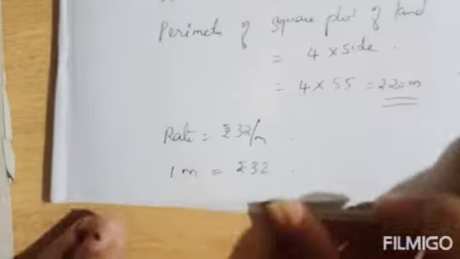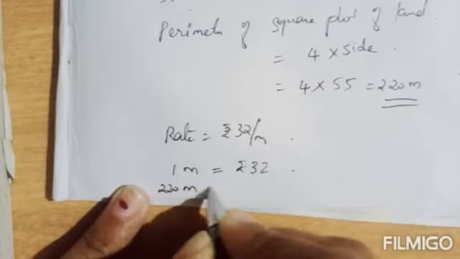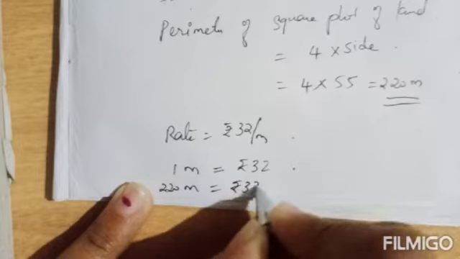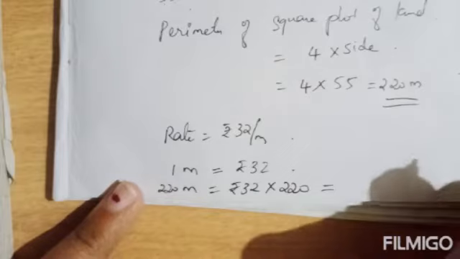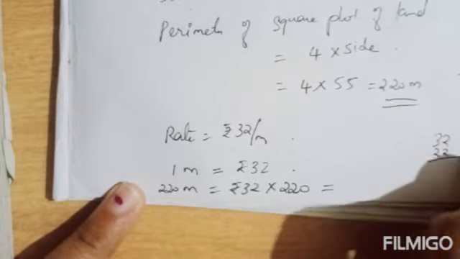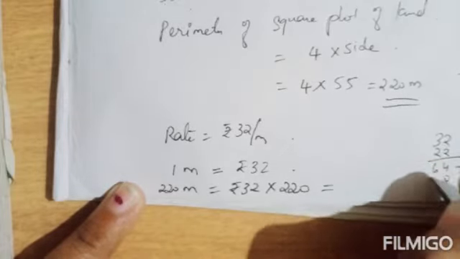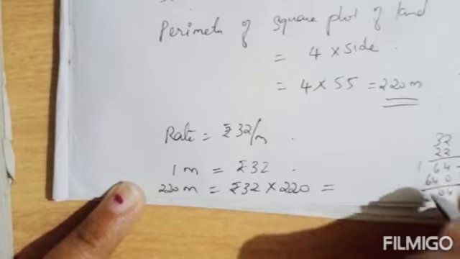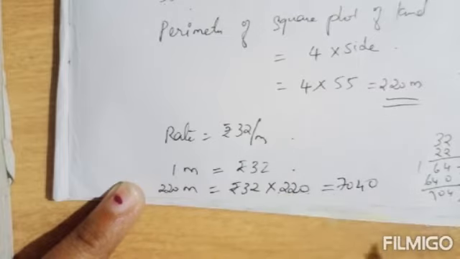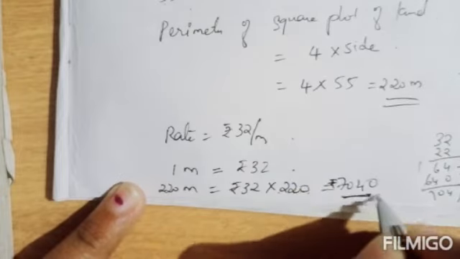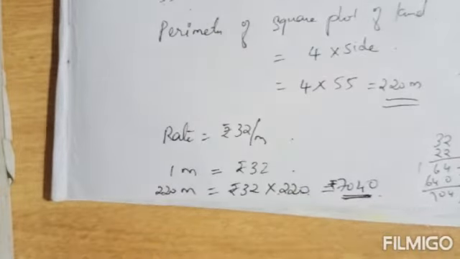So for fencing this 220 meter, the cost will be rupees 32 into 220. Okay, now 32 into 22, what will you get? It is 704. So 7040. Here 220 is there. Okay, 10 you have to put. So it will cost rupees 7040. For fencing that square plot of land, the total cost will be 7040. Okay.